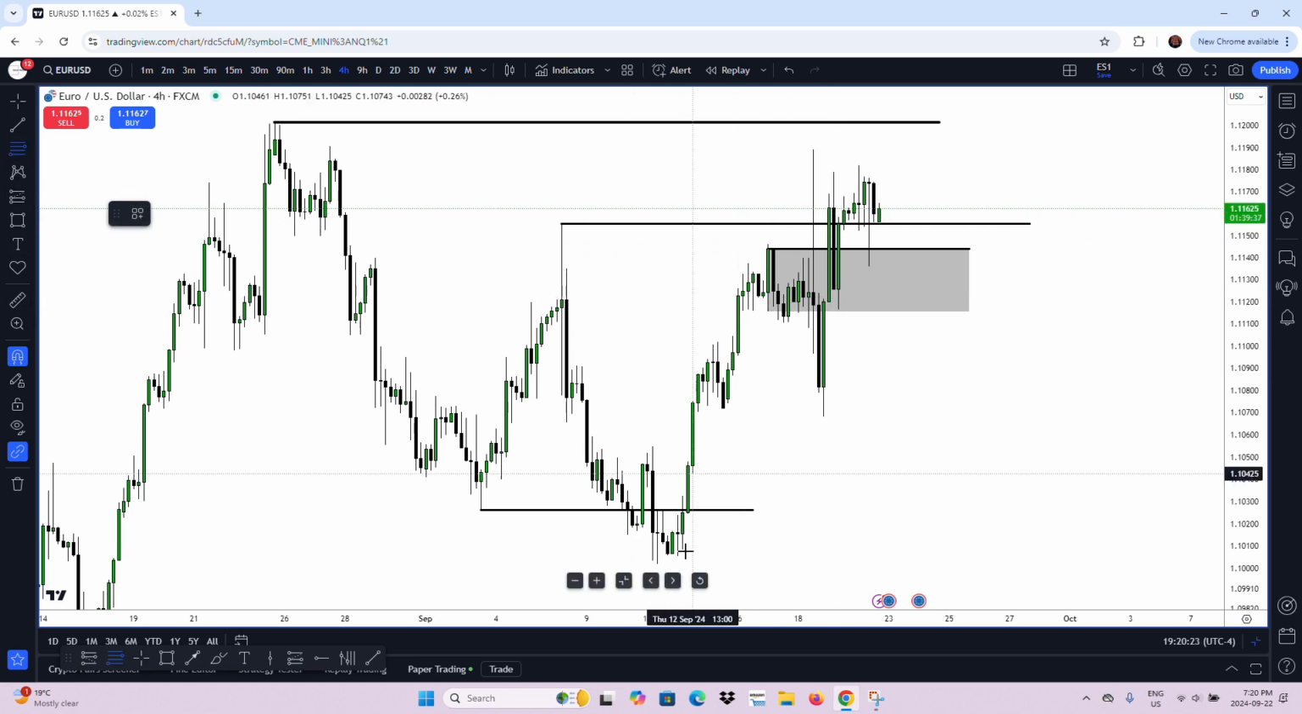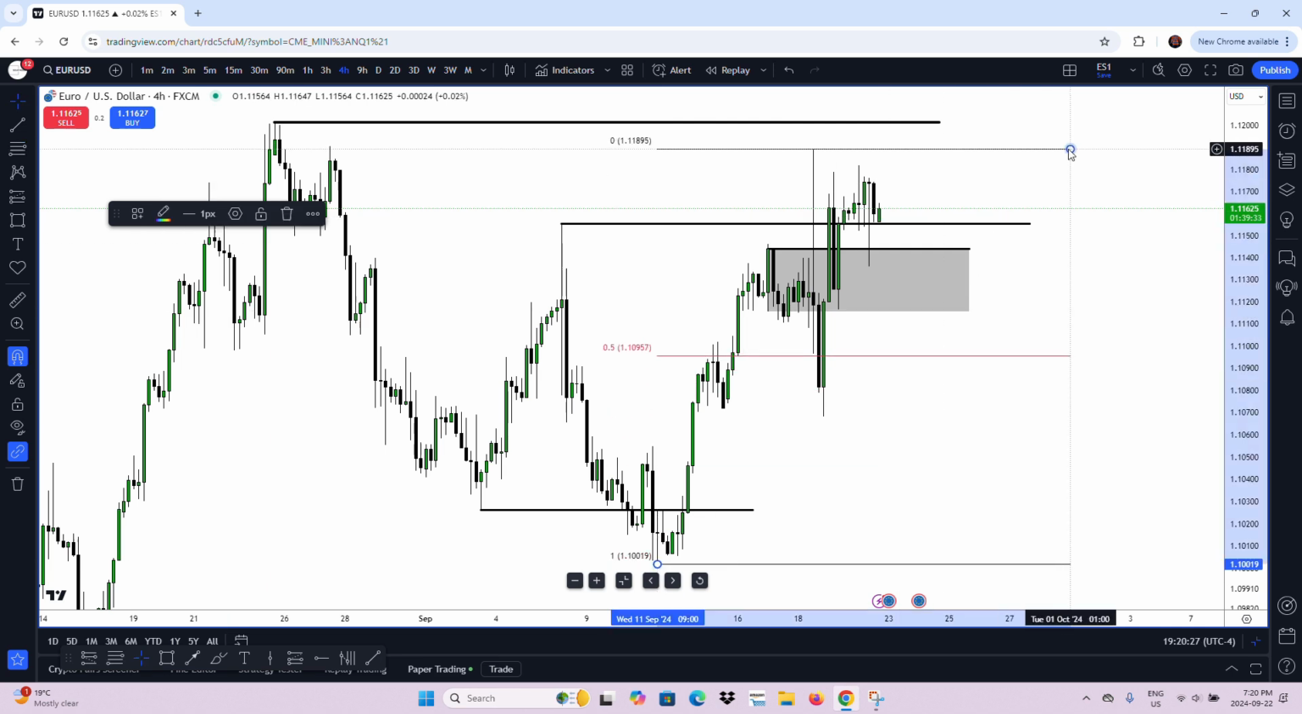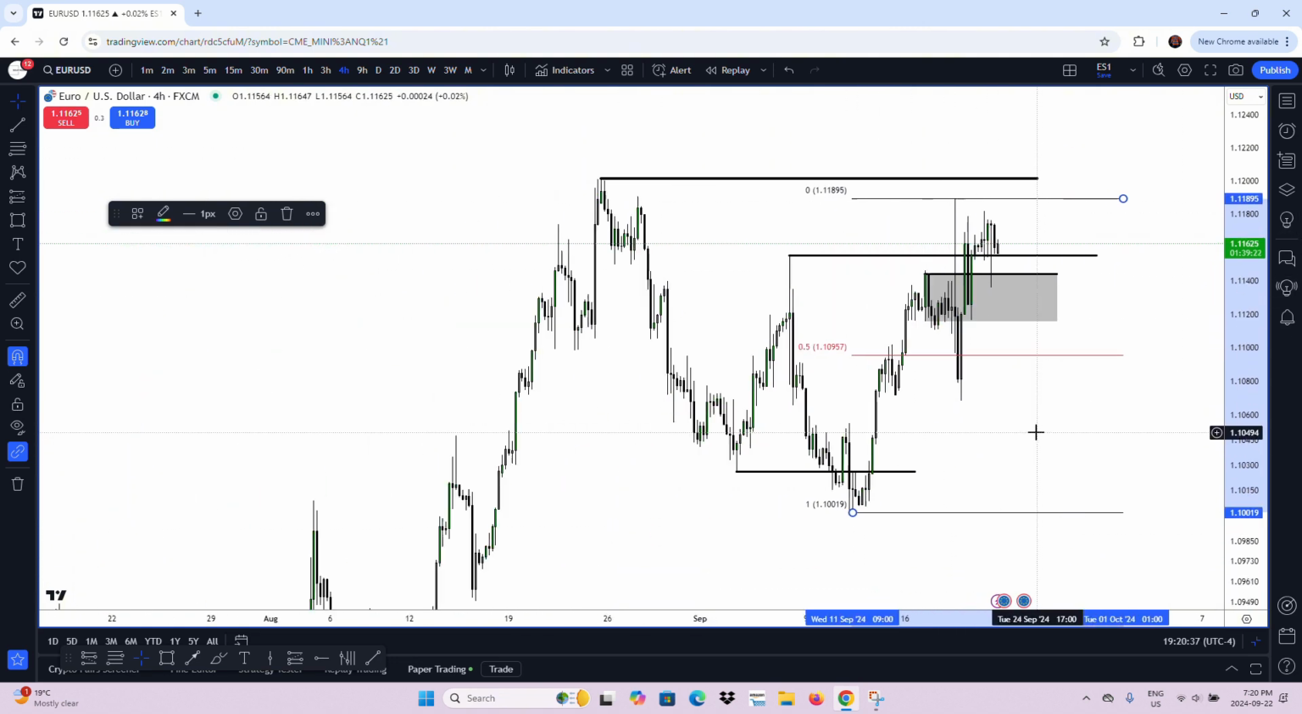And before we leave, I want to show you guys the dealing range right here. Price already tapped into the discount. What does that mean? That means price should be expanding to the high. Okay, that is all I'm going to leave you with for this week.